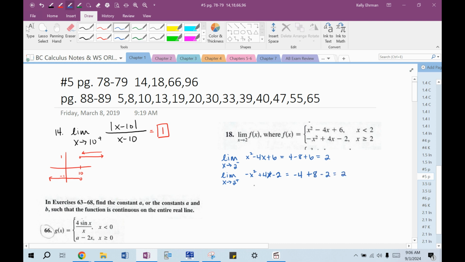So because the left and the right limits match up or agree, that means that the limit as x approaches 2 from both sides of f of x is also equal to 2. So that's our official limit.